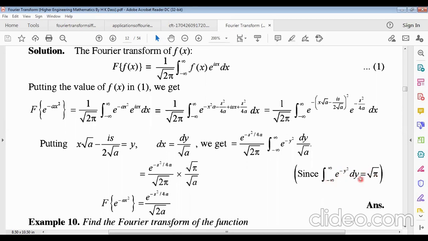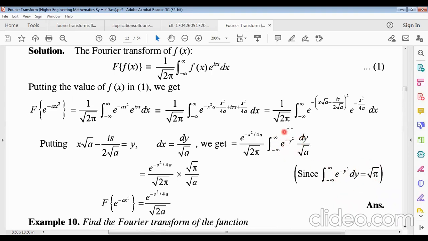From the definite integral chapter you must know this, or you can visit my group on definite integral or improper integral. If you go to the topics improper integral or definite integral, then you can get the solution of this. So you have to remember: the integral from minus infinity to plus infinity of e to the power minus y square dy equals what will it be? Root over pi.